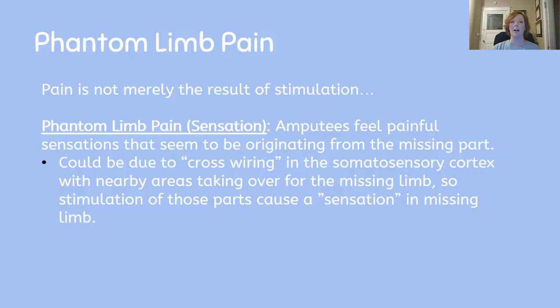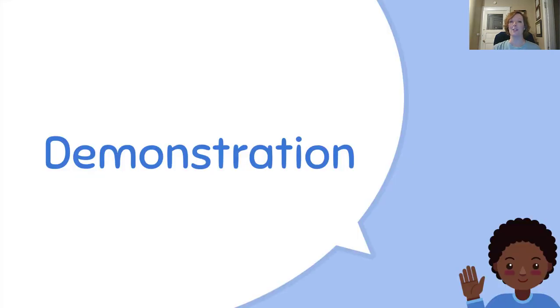We have already had some exposure to phantom limb pain. Basically, pain is not just the result of stimulation. A lot of it is perceived. Amputees feel painful sensations that seem to be originating from the missing part, but it's not because the part is missing. Some explanations include that it could be due to cross-wiring in the somatosensory cortex. Basically, nearby areas take over for the missing limb, so the stimulation of those parts can cause a sensation in the missing limb.